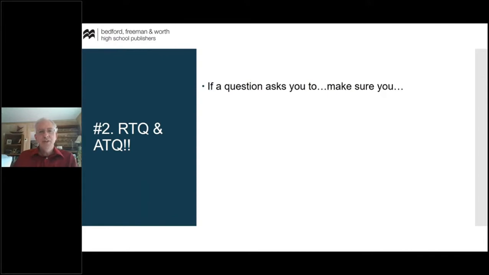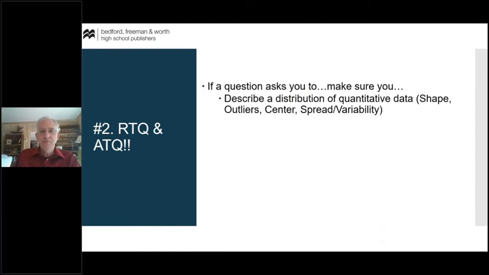So in particular, if a question asks you to do one of these things, we'll remind you to make sure of what you do. If a question asks you to describe a distribution of a quantitative variable, students should know by this point, you look at shape, outliers or other unusual features like clusters or gaps, center, and a measure of spread or variability. Some people use the acronym SOCS for that.